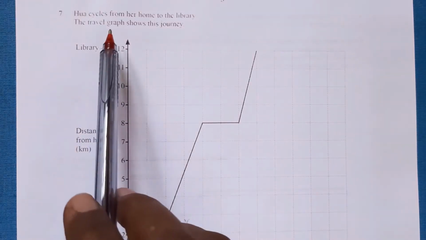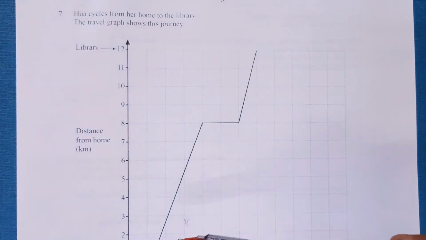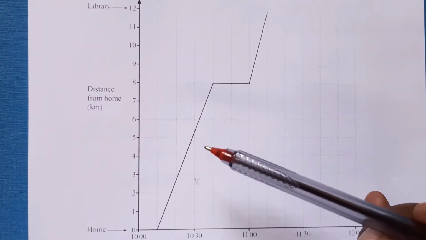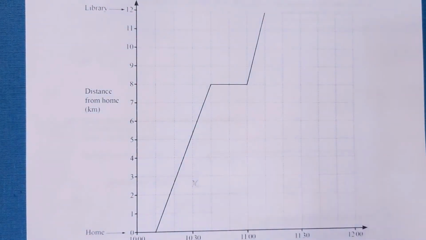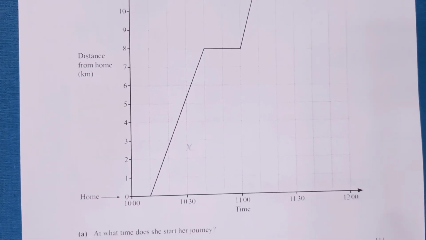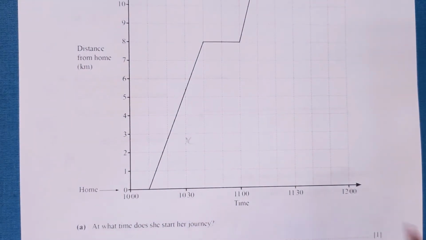Question 7. Hua cycles from her home to the library. The travel graph shows this journey. So this is her home and this is library. So the journey is given to us in this graph. So we have distance along y-axis and time along x-axis.